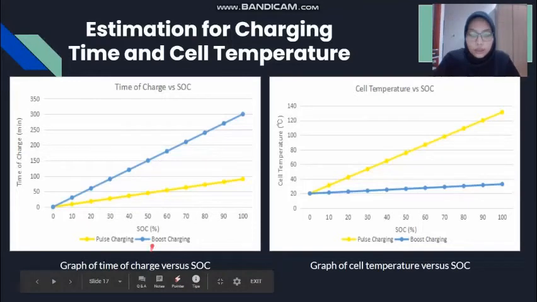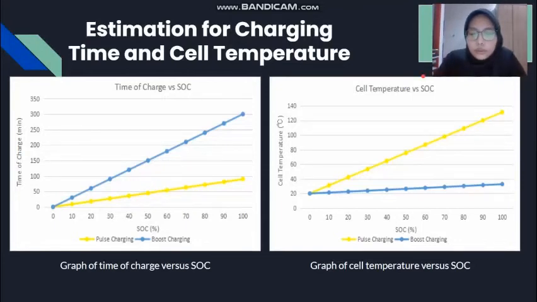As observed, the SOC of the battery increased to full charge using pulse charging within 1 hour and 50 minutes. But for the boost charging scheme, the time taken to charge the battery until fully charged is around 5 hours. We can see the obvious difference between these two charging schemes in this graph. The pulse charging scheme can charge the battery 30% faster than the boost charging scheme.